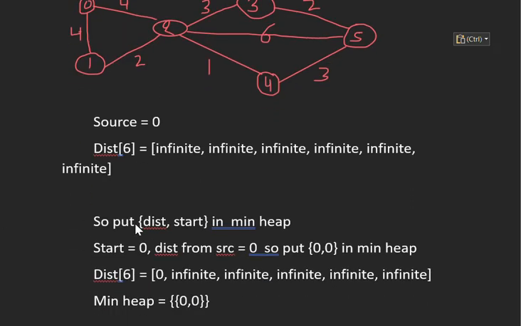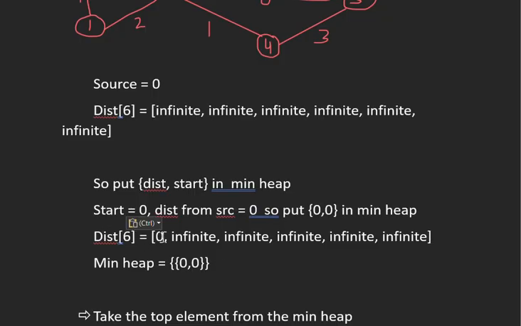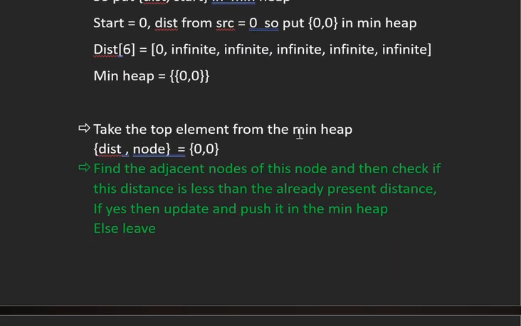So what we do is we will be putting distance comma start in the min heap. Our start is 0, and the distance of our start from the source is 0. So from 0 to 0 the distance is 0. We will put 0 comma 0 in the min heap, and we will update the distance of 0 as 0, and the min heap will be looking like this. Then we will take the top element from the min heap. Only one element is present, so we'll be taking this: distance equal to 0, node equal to 0.